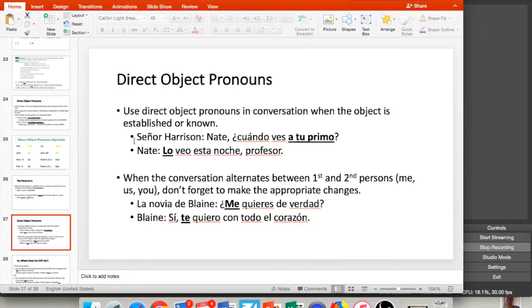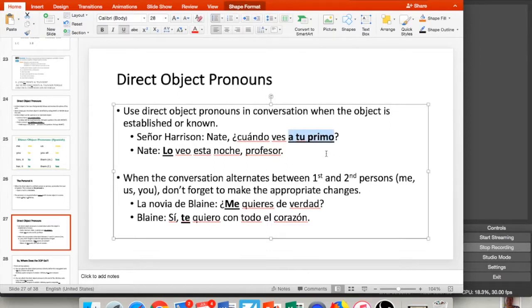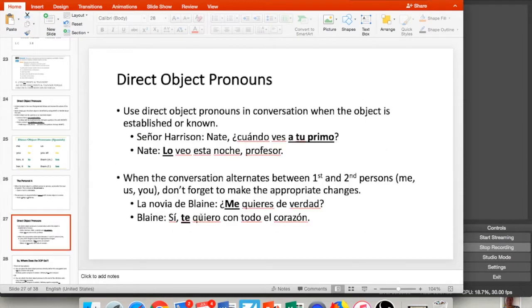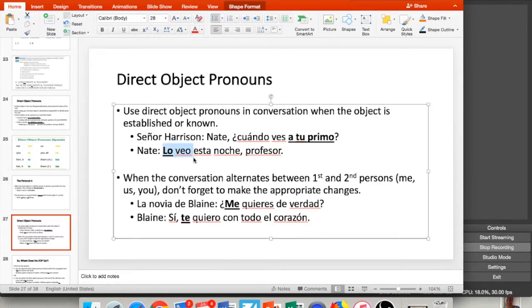So here in an in-person classroom, I would use my real students as an example, which I did here when I made this. So Mr. Harrison says, Nate, ¿cuándo ves a tu primo? When do you see your cousin? So when do you see what or whom? In this case, the cousin is going to be my direct object. If I want to say when do you see him, you can look back here and see that him is usually lo, in this case, because we're talking about a guy and there's only one. So lo veo. So him I see esta noche, profesor. I'm seeing him tonight. Lo veo esta noche.